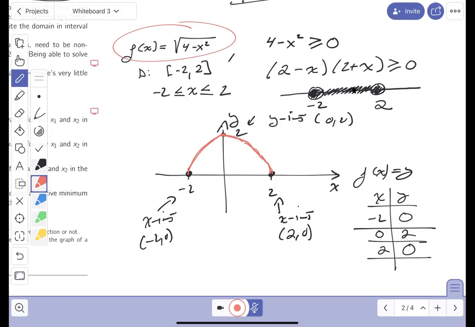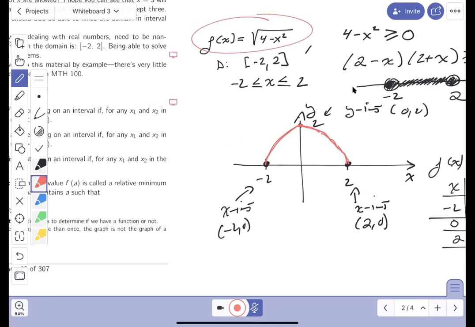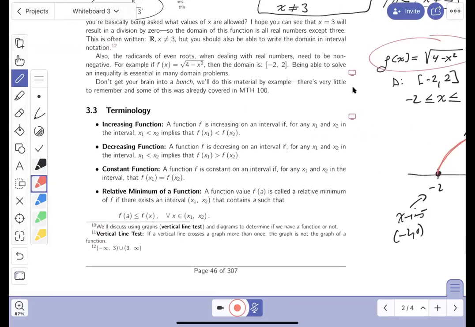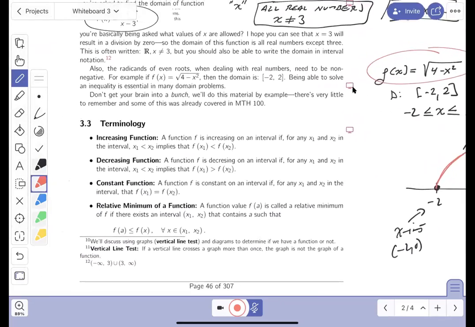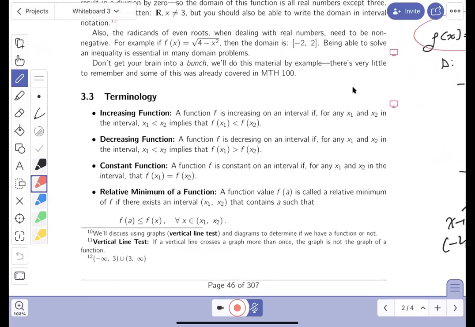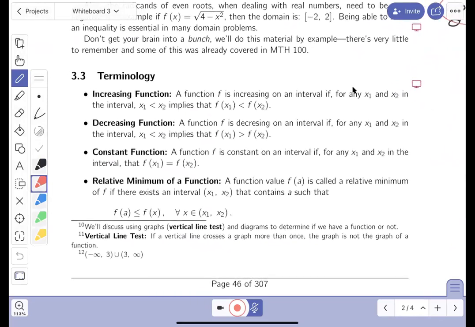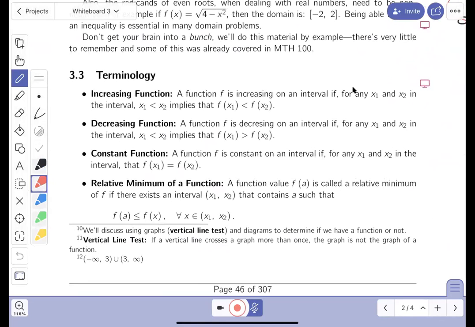Now, someone's going to say, I don't really think that's a semicircle. Your picture's not very good. We're not looking for great pictures. We're looking for moderately good pictures. That's it. And it's what's known as a pre-calc sketch. All right. So don't get your brain in a bunch over this material, and the number one reason is that we're going to keep it simple. We're going to keep it really simple.